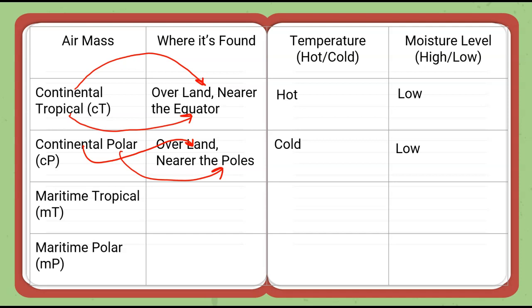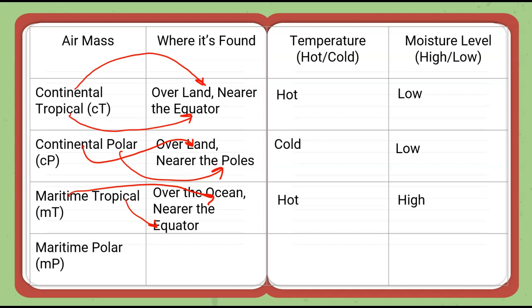Now, maritime tropical forms over the ocean. Okay, and tropical obviously means equator. Maritime, if they form over the ocean, that means that there's more evaporation that's able to occur. So yeah, it's going to be tropical and hot temperatures, but also it's going to have a high moisture content. There's going to be a lot of moisture in it because it formed over the ocean, and the ocean is where the majority of evaporation occurs on Earth.